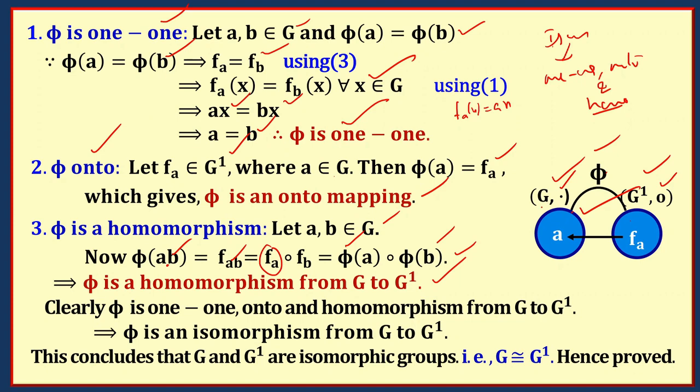Clearly pi is one-one, onto and a homomorphism from a group G into a group G'. This means pi is an isomorphism from G to G'. This concludes that G and G' are isomorphic groups. That means G is isomorphic to G'. Hence proved.